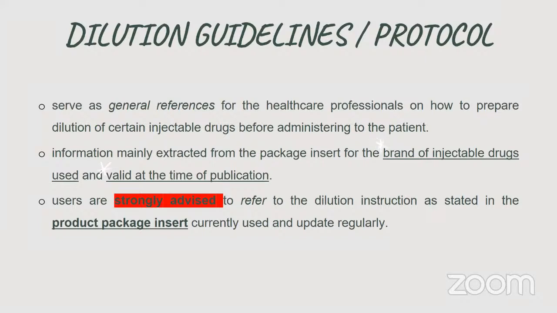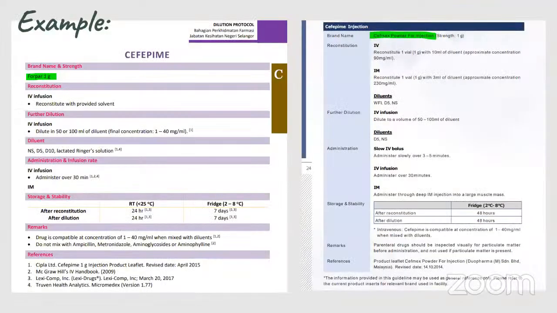Let's see an example. Here we have cefepime. On the left-hand side, you see a guideline from JKNS, and the right-hand side is a guideline from the KKM antimicrobial guide. They are using different brands. On the left-hand side it's for PAR, and on the right-hand side is Cefmax. So what's the difference? For PAR, it comes with a provided solvent. For Cefmax, the user, who is usually a staff nurse, has to dilute it themselves using an appropriate diluent, which is written here: water for injection, D5 or NS.